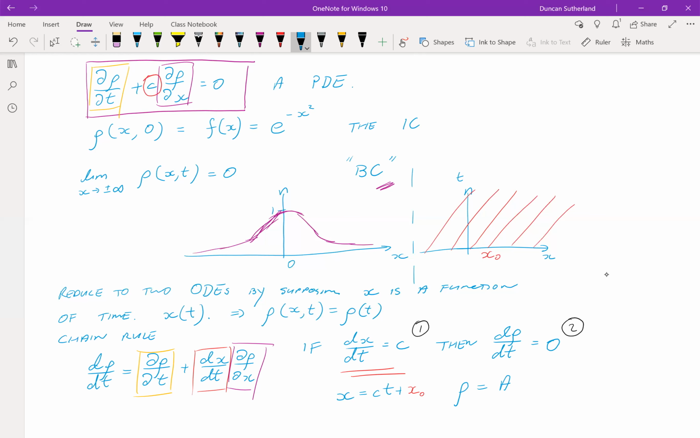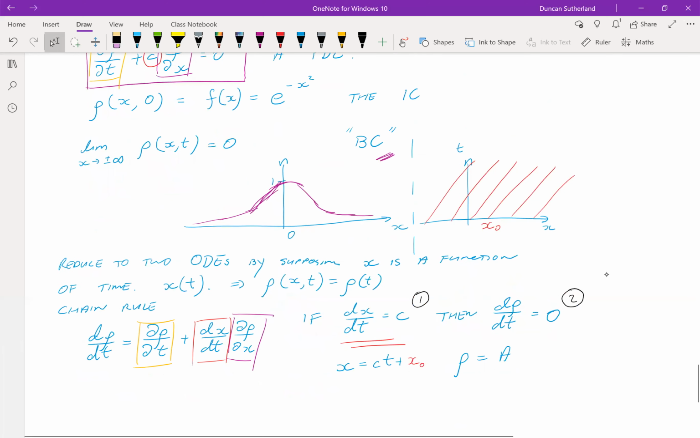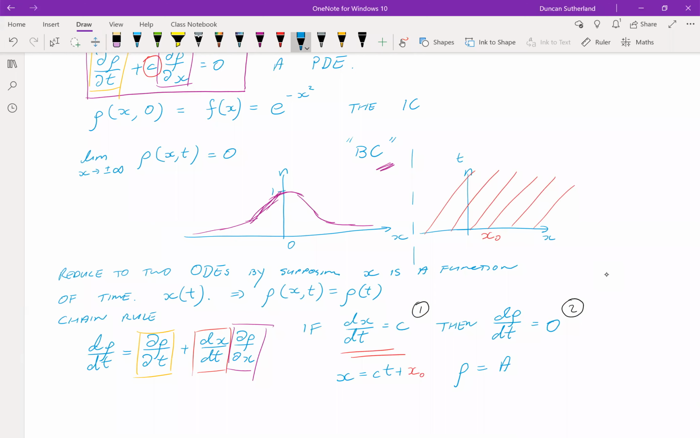So how do we determine x naught and our constant a? Well, we don't have to determine x naught. X naught's just the starting point of these straight lines. So it's very simple to write x naught as a function of x and t. For rho, we appeal to our initial condition. We see that rho at time 0 equals f of x.